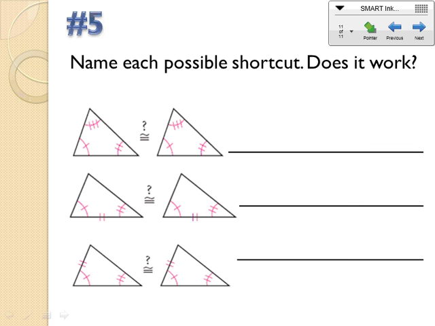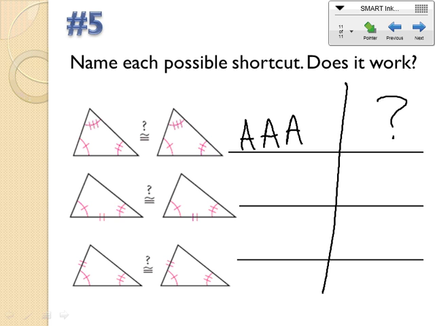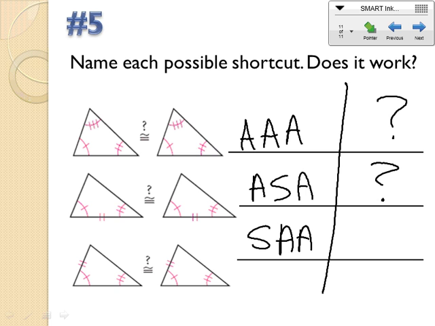And then in number 5, just continuing it, we have angle, angle, angle. We don't know about that one yet. Next we have angle, side, angle. We have not talked about that one either. And then our last one, this one is side, angle, angle, which we have not discussed.